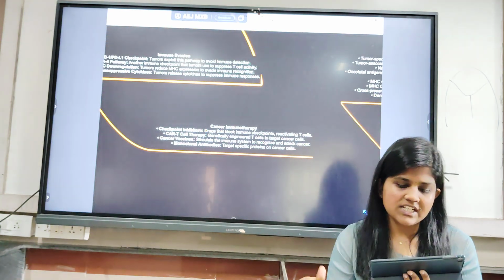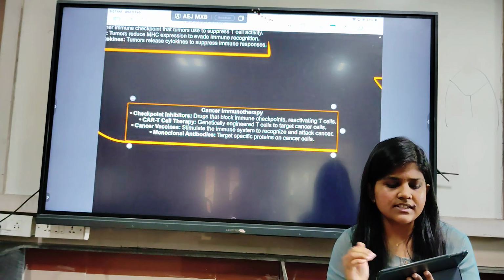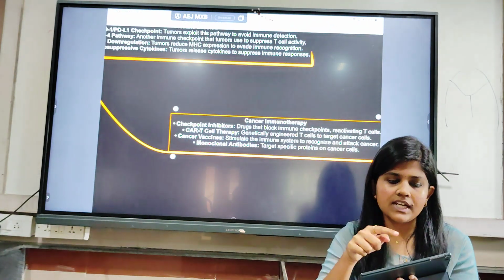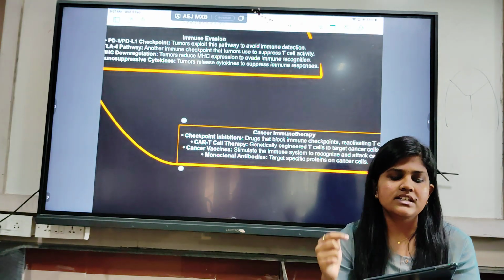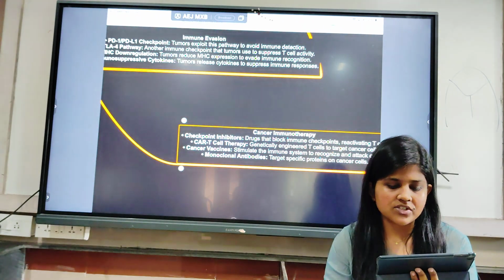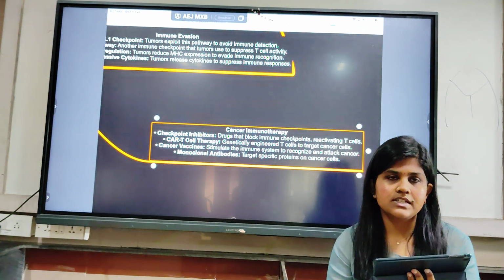So how do we manage this immune evasion? We have cancer immunotherapy, that is the checkpoint inhibitors. As I've said, there are two main checkpoints, the PD-1 and the CTLA4. So we have the checkpoint inhibitors, drugs that block the immune checkpoints, reactivating the T cells.